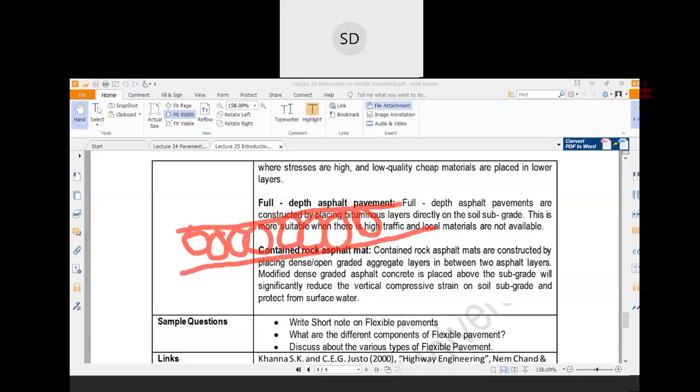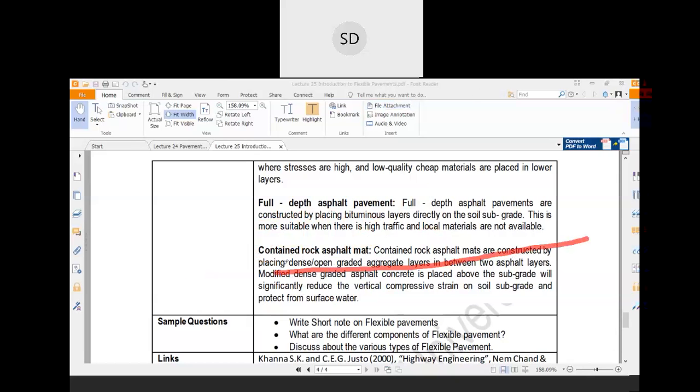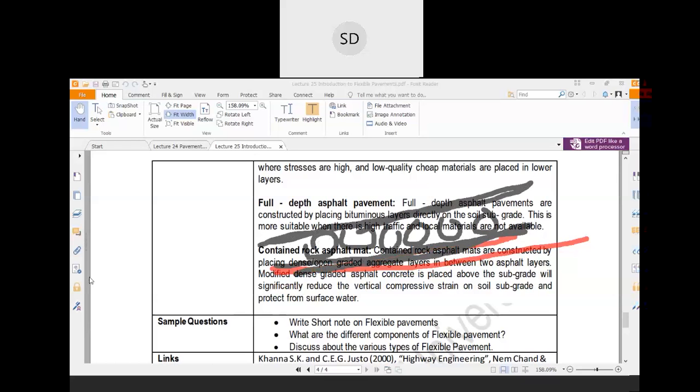So what happens in this case? First one subgrade layer would be there. Above this you will place one asphalt layer. Above this you will place another asphalt layer. Over this some aggregate would be there, dense graded, and over this another surfacing course would be there. So this is contained rock asphalt mat.